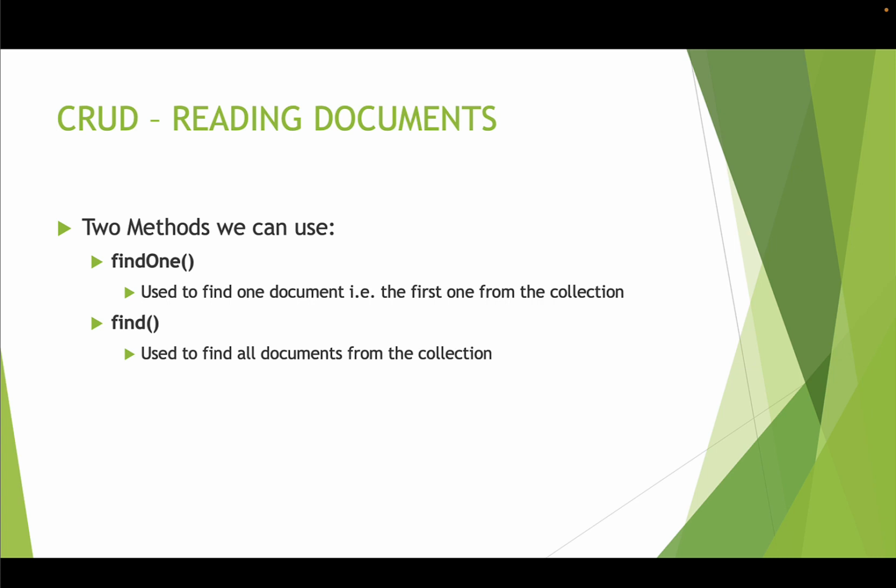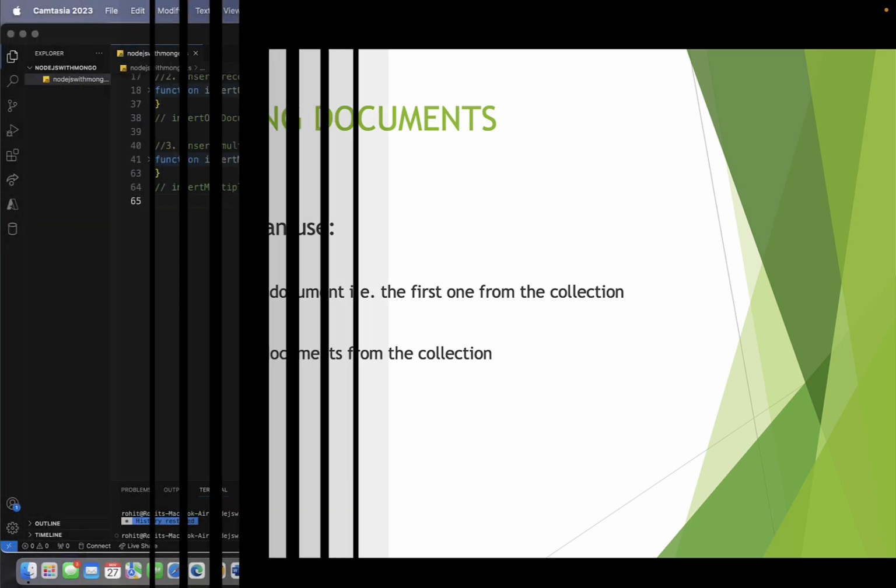It actually returns the first one, and the order is defined by MongoDB, so we don't have control over that. But if you want all the records, you don't want just one, you could use the find method, which would return them in the form of an array, because there could be more than one document within a collection. So without wasting much time, let's dive into the practical stuff and see how we could use these two methods within MongoDB.